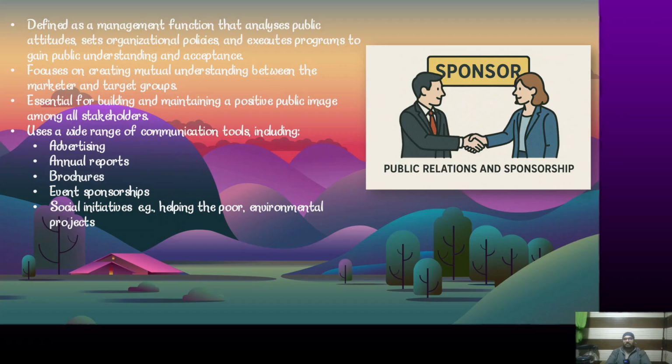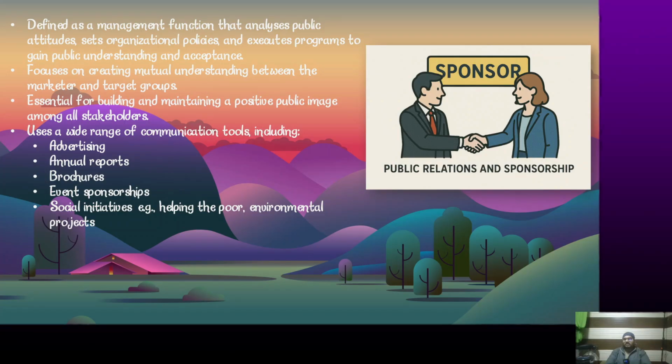You can advertise about the sustainable methods you are employing. You can advertise about your open work culture. You can advertise about your inclusive work culture. You can publish your annual report so that anybody can read your annual reports. Anybody can look at your financial data. You can print brochures, event sponsorship, social initiative.